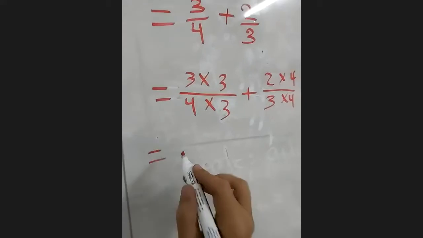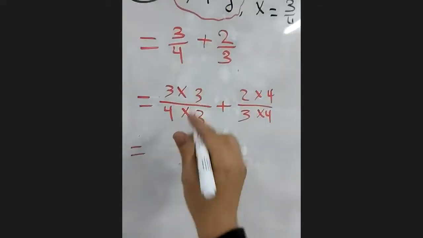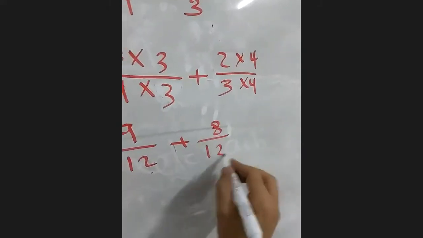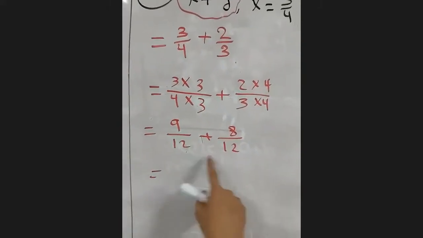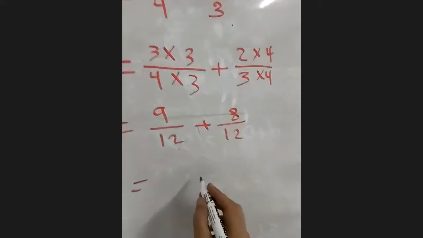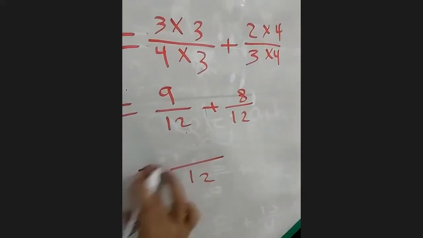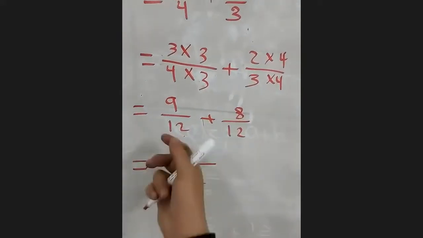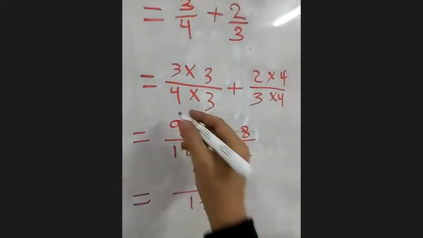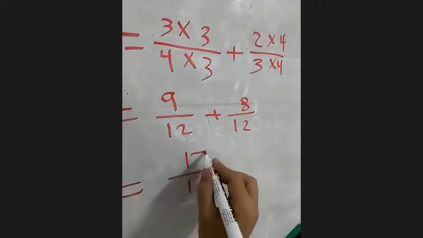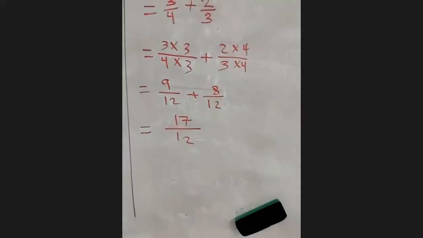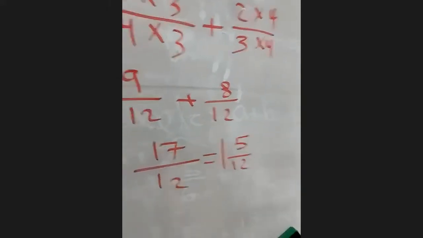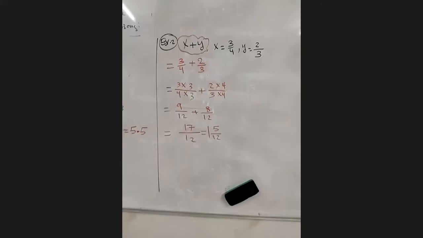Now we find the multiples: 9 over 12 and 8 over 12. Now down we have the same denominator. At this moment, we can add. And we don't add down. Down, we only take one denominator from them. We add up: 9 plus 8 is 17. Now make long division, it will be 1 and 5 over 12. This is example 2.